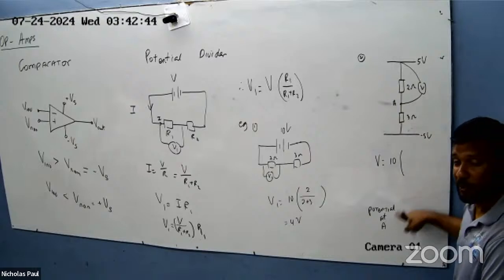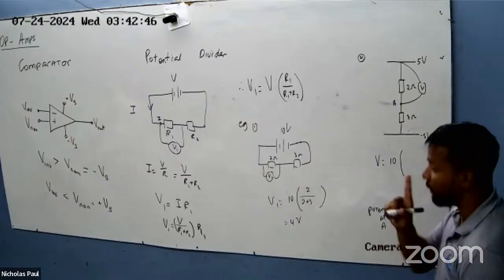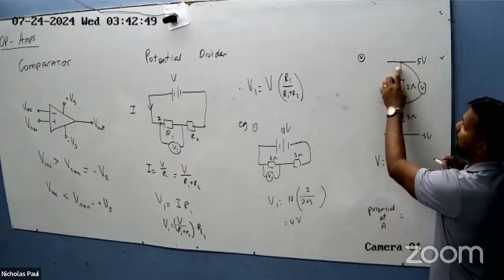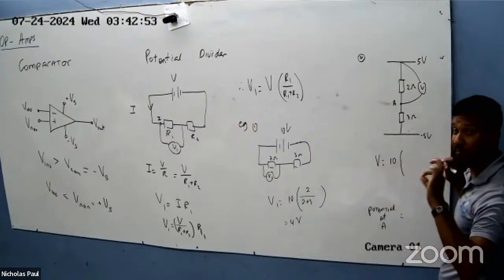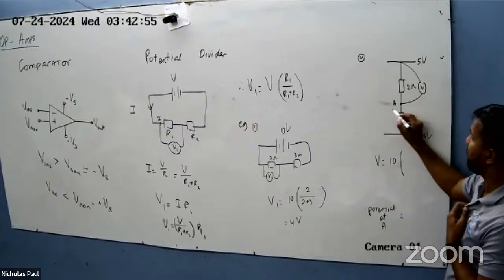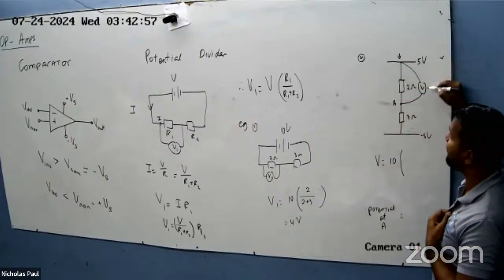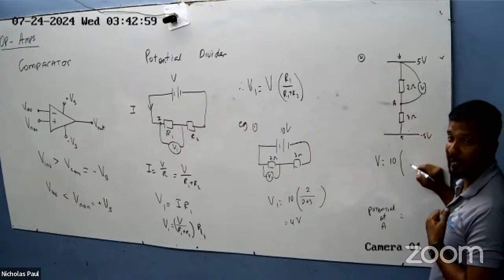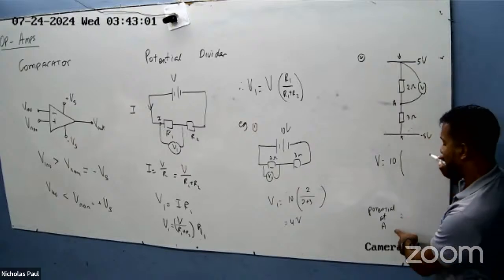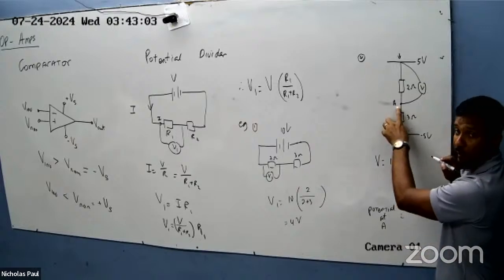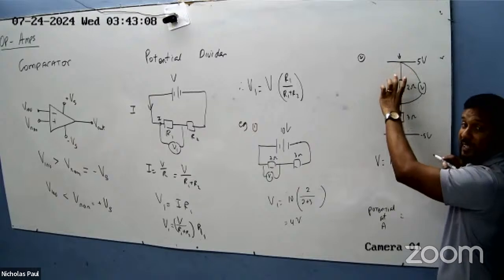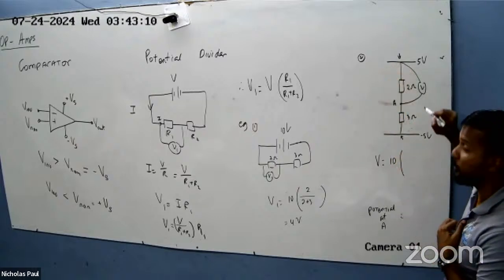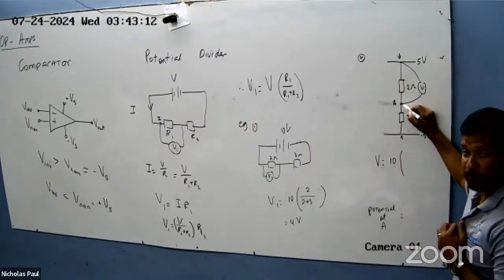So when I say potential, I mean the value here, just the value alone. The value alone at that point is 5 volts. The value alone here is -5, right? So when I say potential at A, I want the value here. When I say the voltage, I want the potential difference, the difference between the potential here and here.